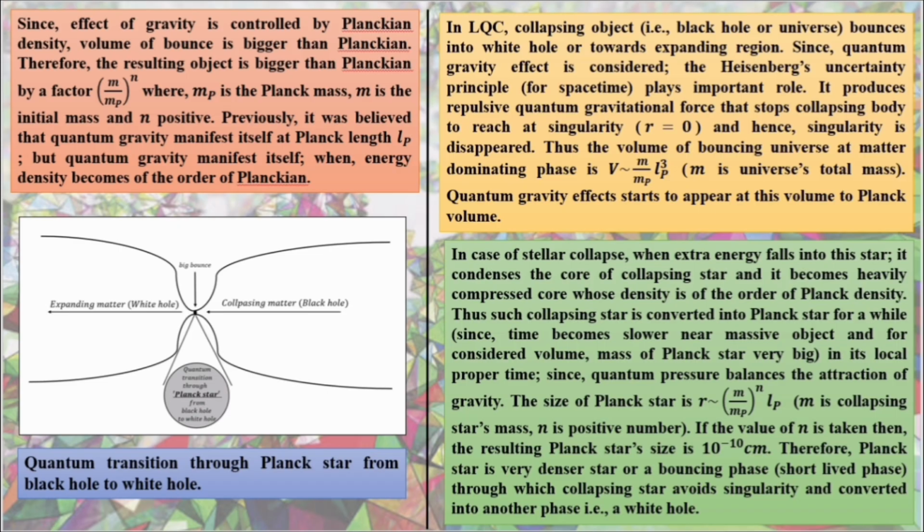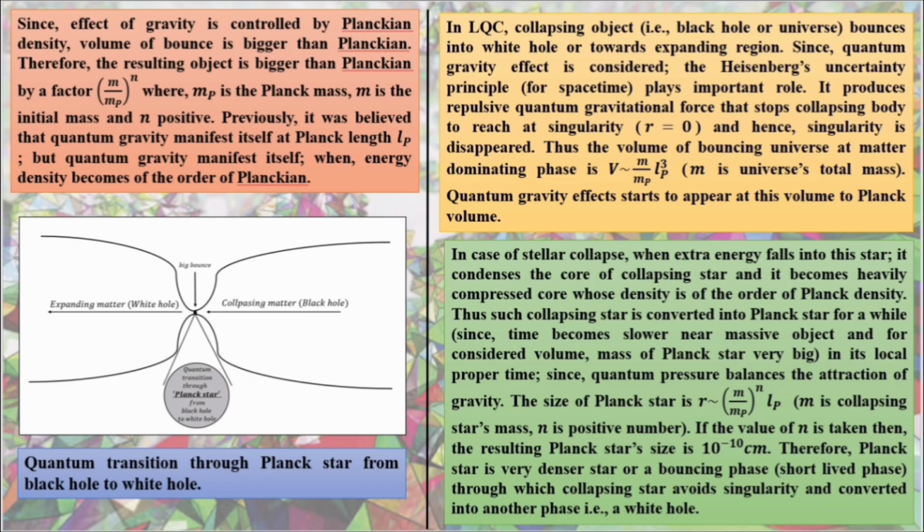Thus the volume of the bouncing universe at the matter dominating phase is V equal to (m over mp) Lp cubed. Here m is the universe's total mass. Quantum gravity effects start to appear at this volume, the Planck volume. So this is the case of universal collapse. Let us see what happens in stellar collapse.